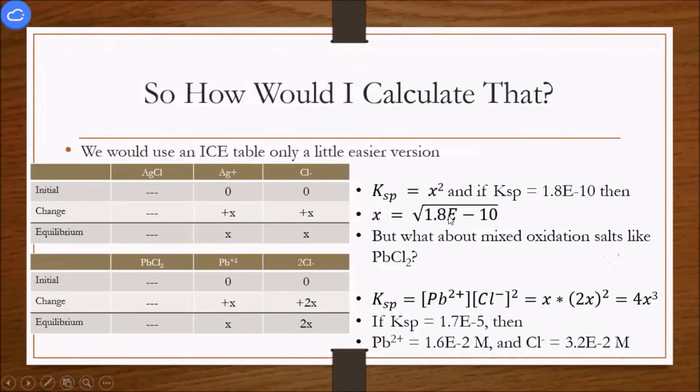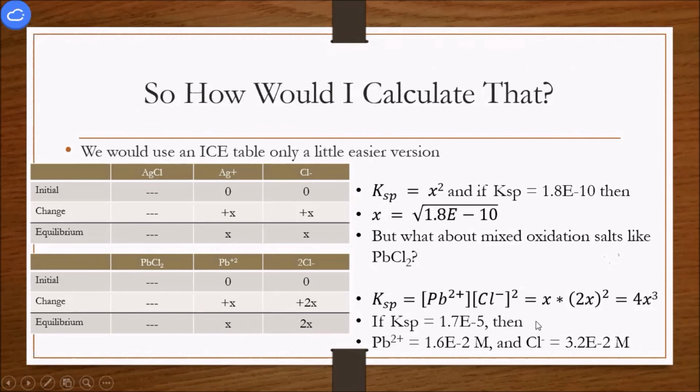But how would we do something crazier like lead chloride? So remember, when we do the ice table, you add x, but because there's 2 chlorides, you get double it, 2x. So x and 2x. Now, the KSP expression is products over reactants raised to the power of their coefficients. Since it's 2 chlorides, that's chloride squared. So the KSP is x times 2x squared, or 4x cubed.